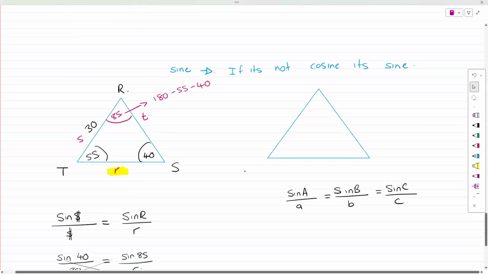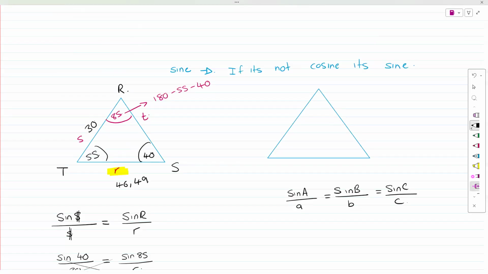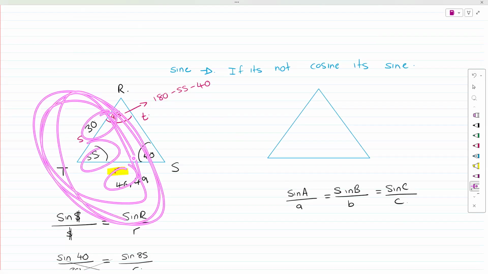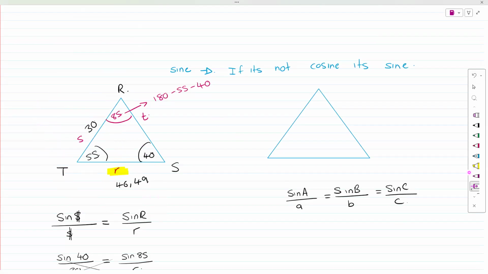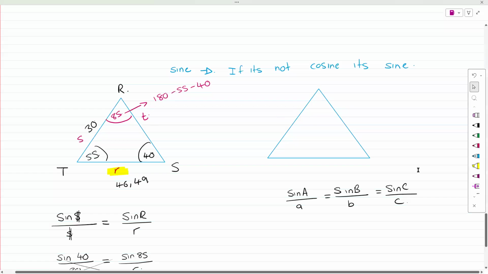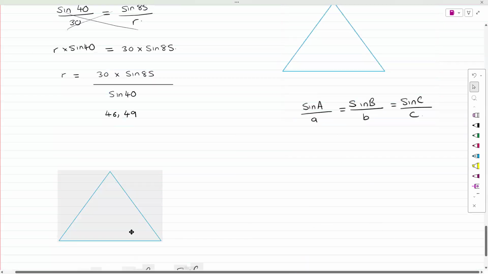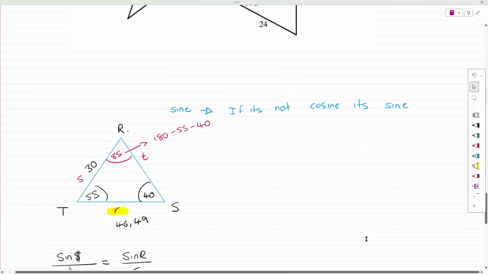So if I go back, this is 46.49. Now guys, the moment you use sine and get something, if we look at this, I could think of this as cosine. You see, two sides and an included angle. But I'm not going to do that because I want to actually work with sine to teach you guys sine. So let's get this down. Let's move it there. Okay, cool.